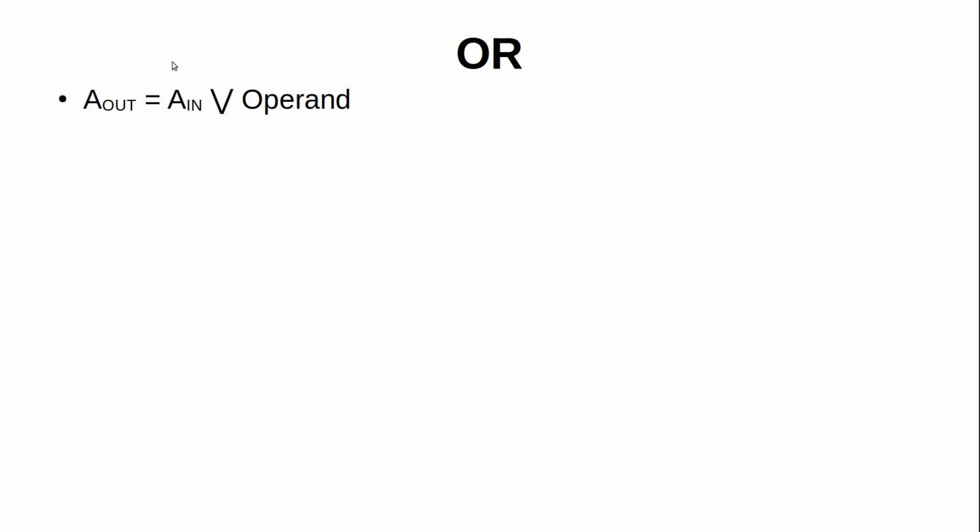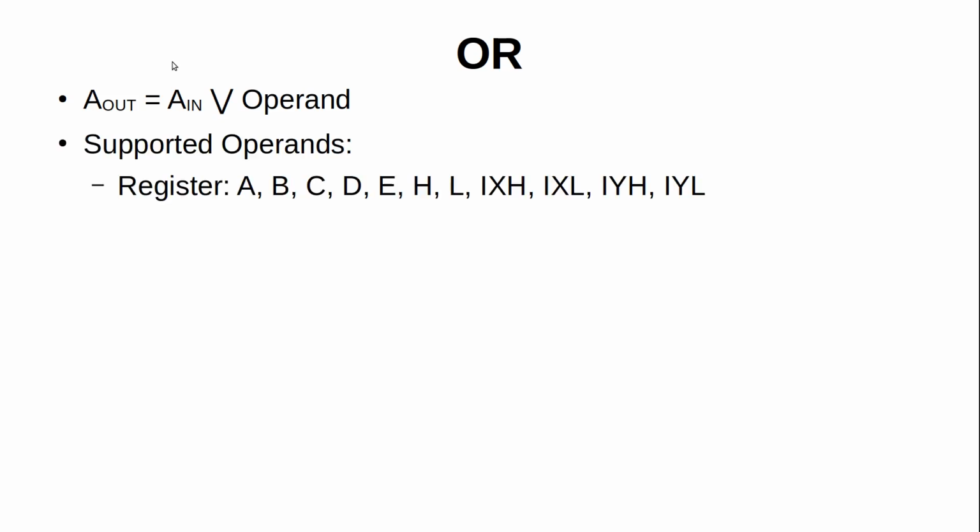The result is then stored back in A, but the other value is unaffected. OR has just a single argument, which can be any of the general-purpose 8-bit registers, including A itself. And OR A won't change the value in A, but it does have the effect of clearing the carry bit, so you will often see it used for that purpose.